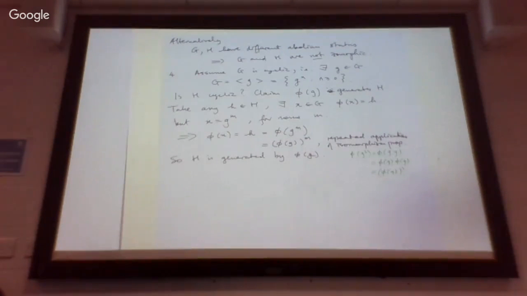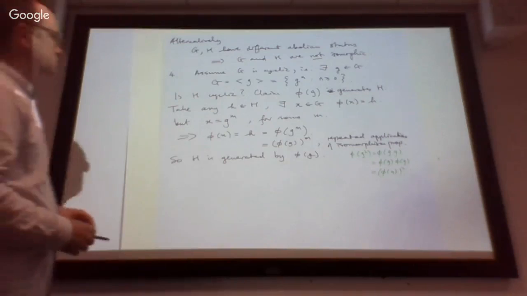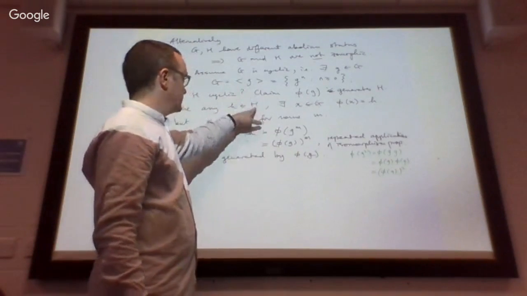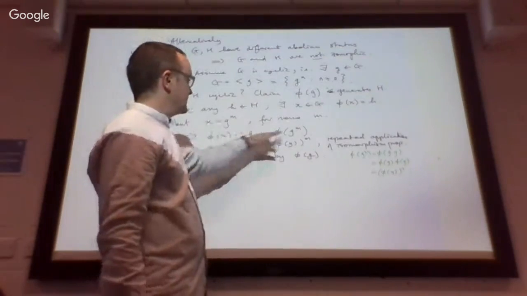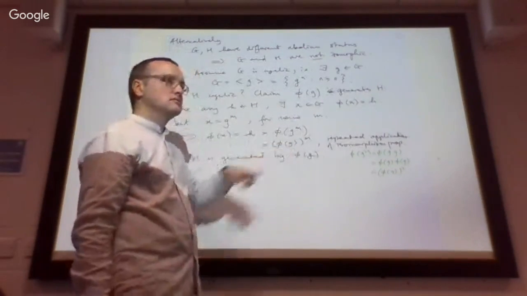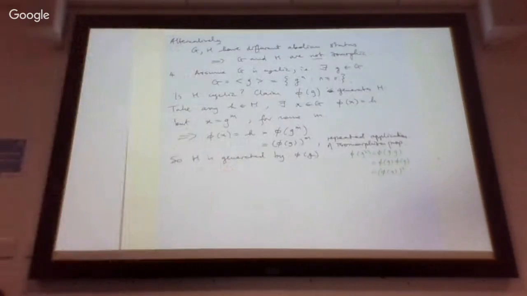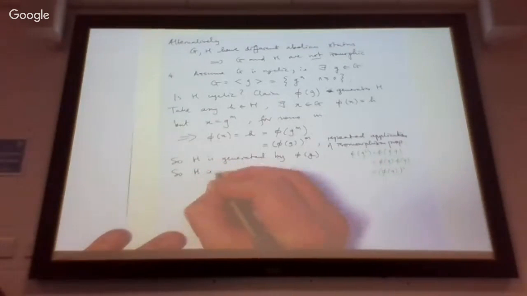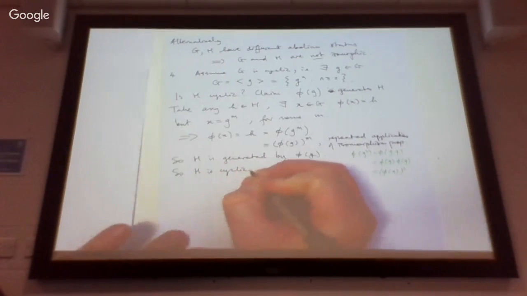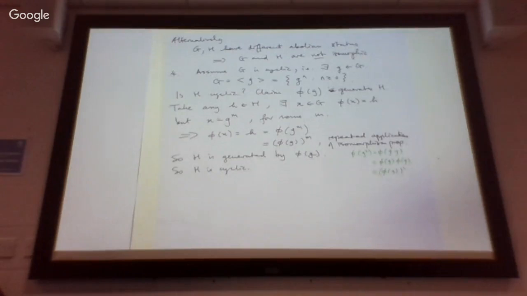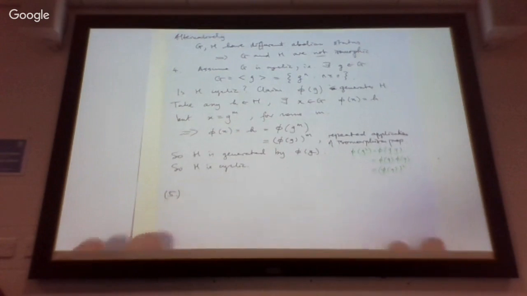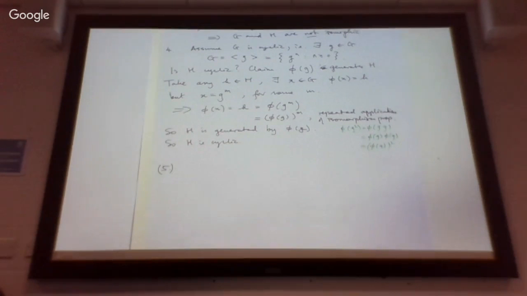So H is generated by phi of g, because we gave ourselves any element of the group H, and we were able to write it as a certain power of phi of g. So everything in H is some power of phi of g, so phi of g generates H, so H is cyclic. Is that okay? Any queries on that? No, that makes sense. Yeah.